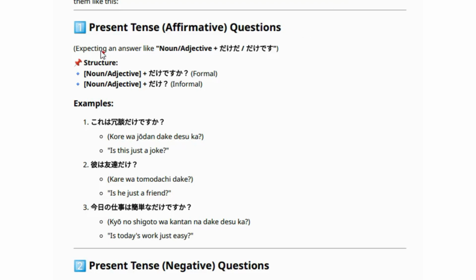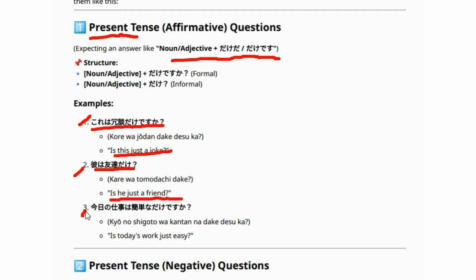So now let's see how you can ask questions with the help of dake grammar point. The first example is kore wa jodan dake desu ka? Means is this just a joke? And the next one is kare wa tomodachi dake, means is he just a friend? The next is kyou no shigoto wa kantan na dake desu ka? Means is today's work just easy?